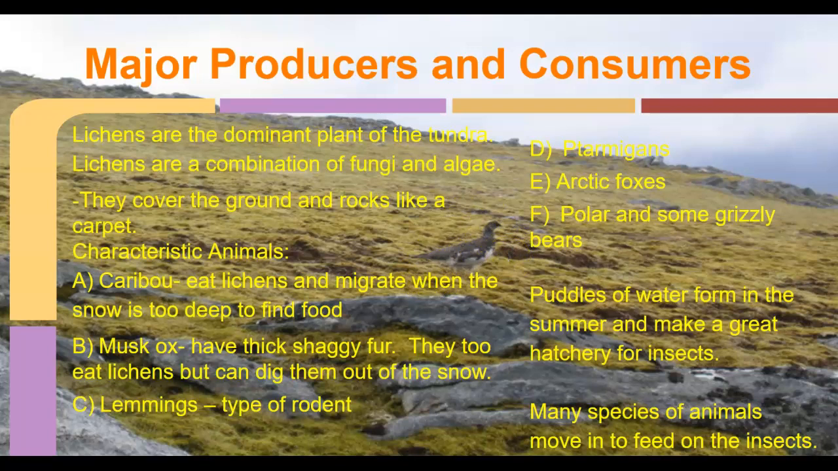Arctic foxes, polar bears, and grizzly bears. In the summertime of the tundra, you get these puddles, and the puddles make for good places for insects to hatch. So you get a lot of birds and things that migrate to the tundra during the summer to feed on these insects.